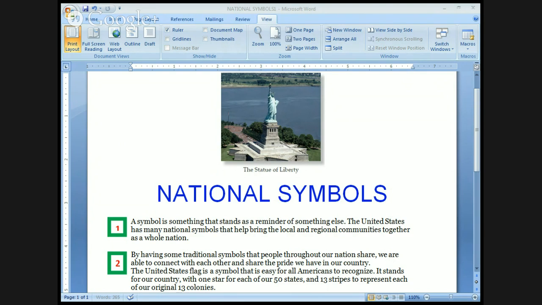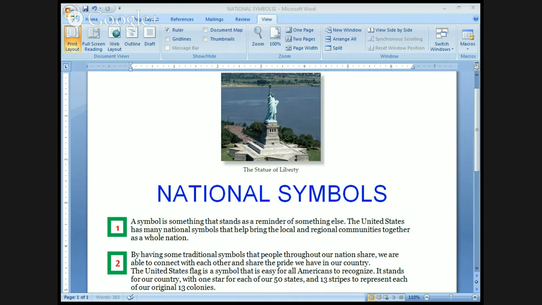Yes, I am. A symbol is something that stands as a reminder of something else. The United States has many national symbols that help bring the local and regional communities together as a whole nation.